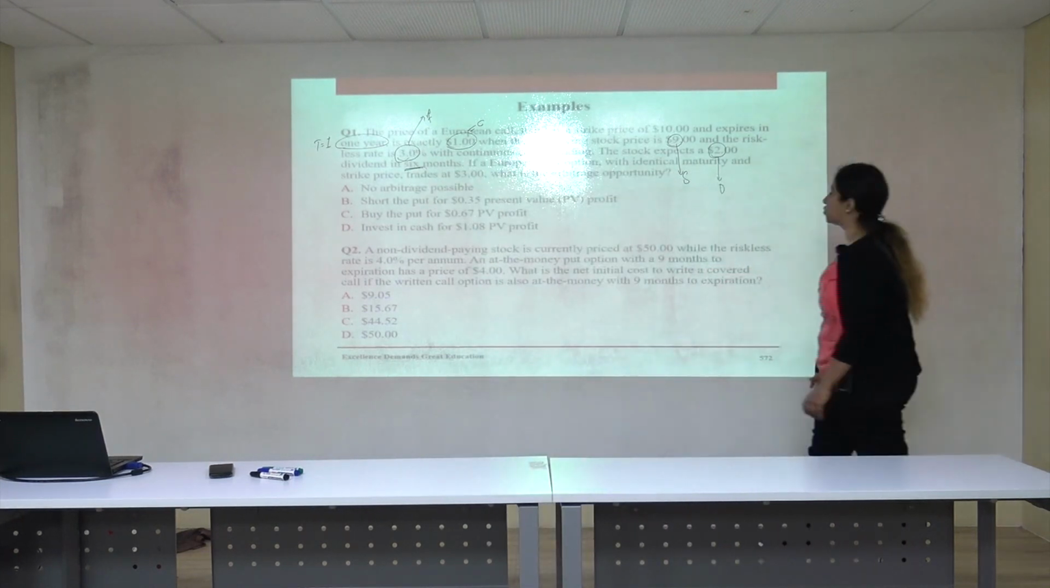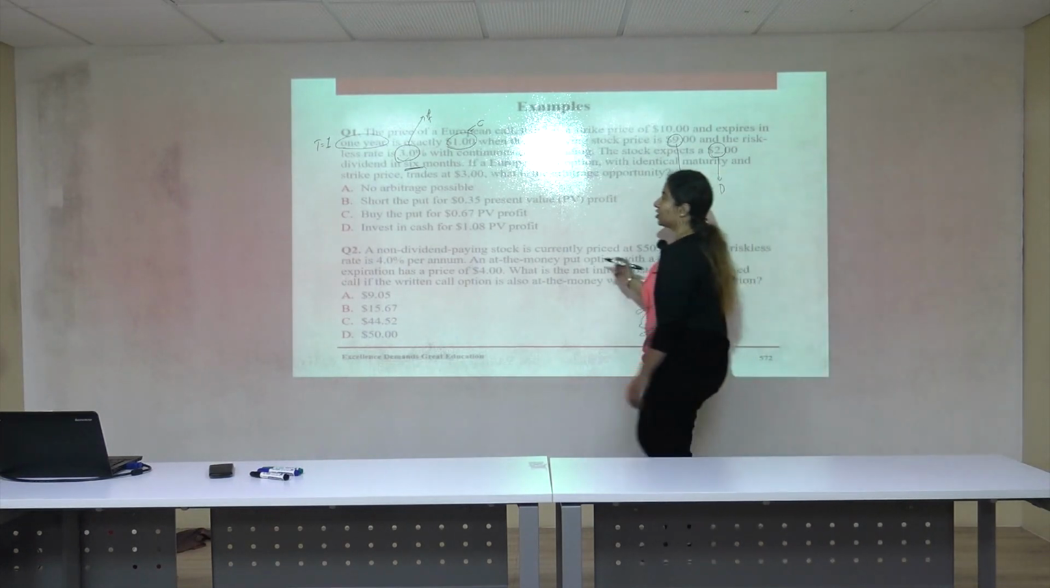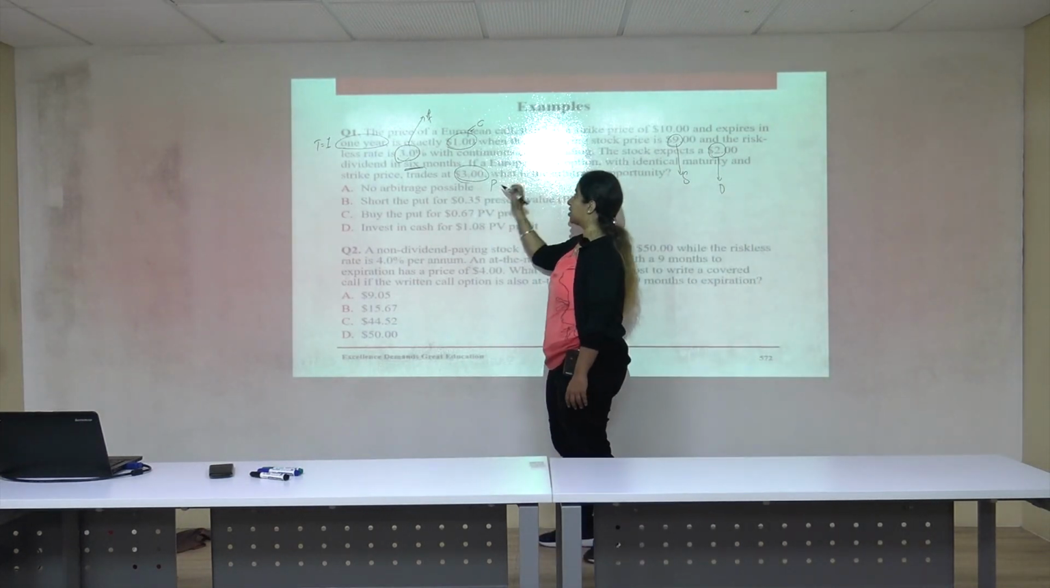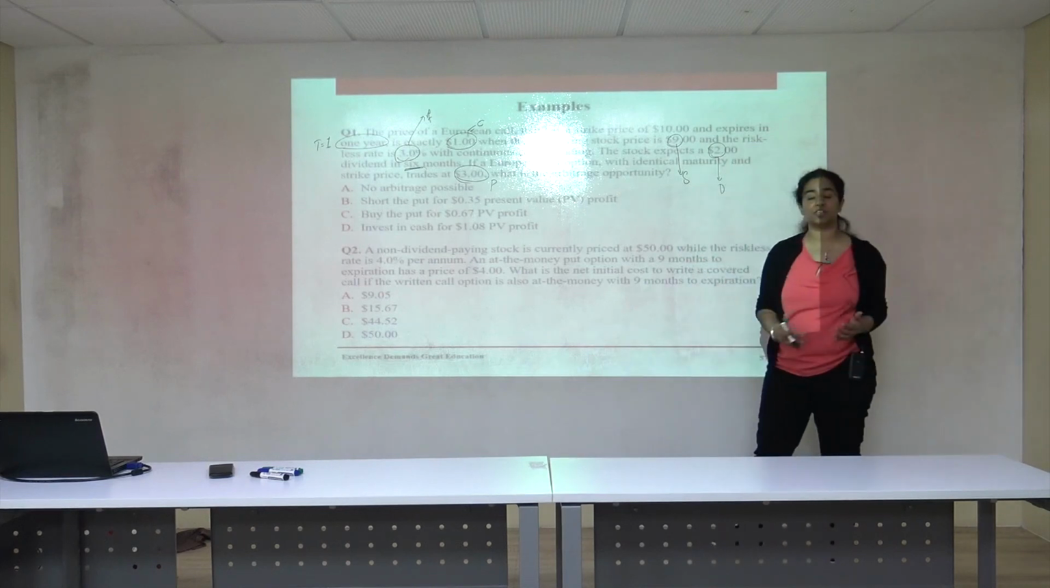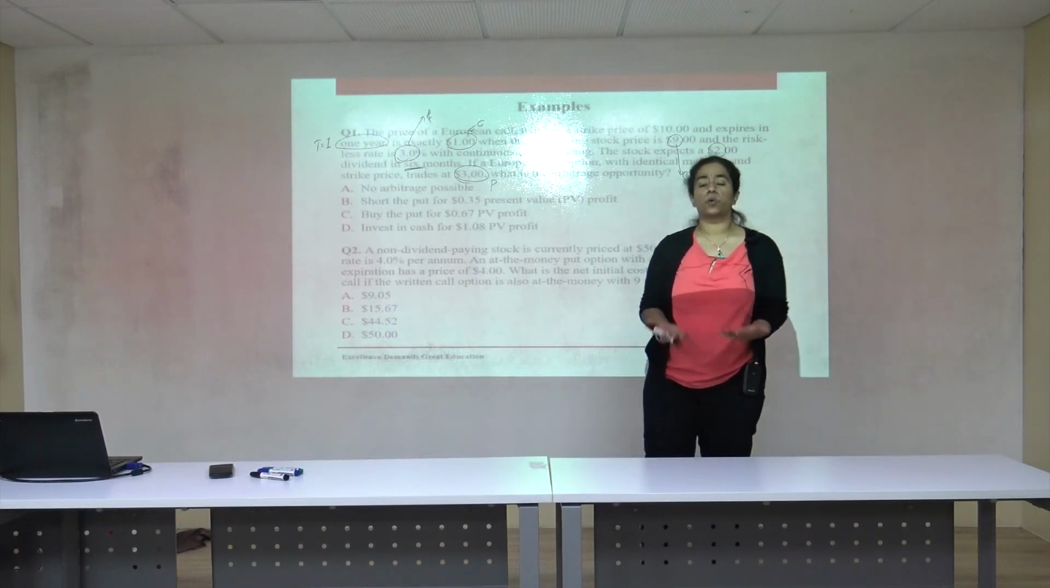If a European put option with identical maturity and strike price trades at 3, so this is what the put is trading at, what is the arbitrage opportunity? Since they've asked you about a call and a put, you know they're going at put-call parity.